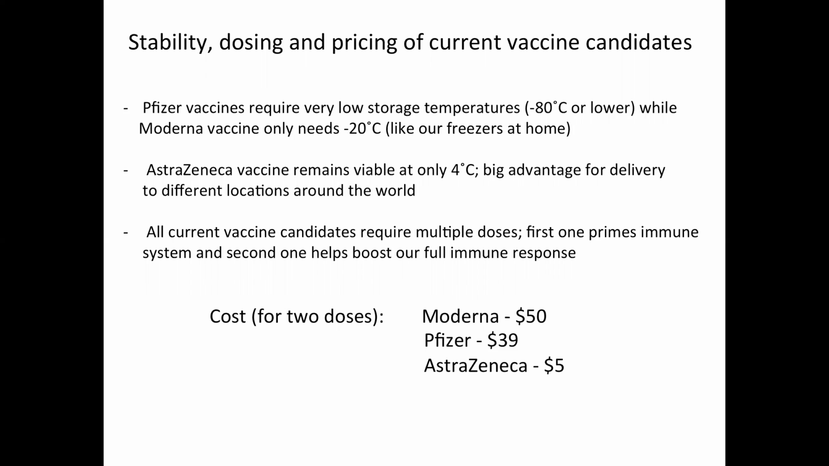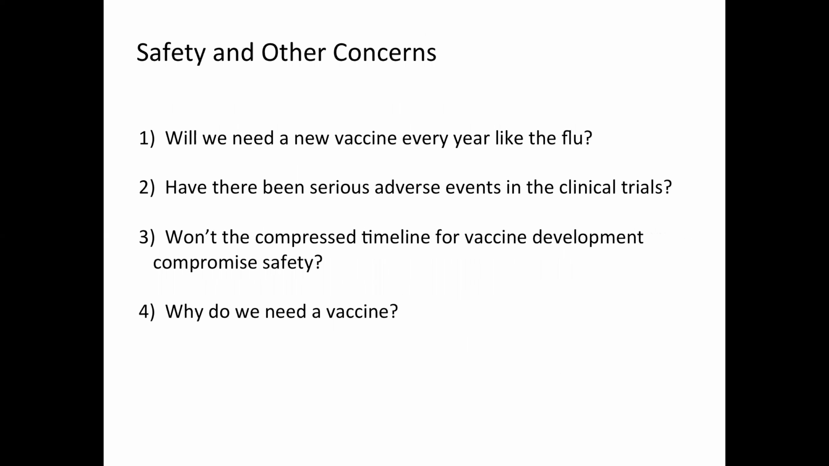This is a big advantage for delivering this vaccine to different locations around the world that lack the capability to store at lower temperatures. All these current vaccine candidates require multiple doses. The first one to prime the immune system, and the second one is a boost to give you a full immune response. And they have different cost structures as well. Just to touch on some of the common questions that come up around safety and other concerns. One is, will we need a new vaccine every year like the flu? This isn't fully known, but the thought is that we will be able to get at least a couple years of immunity from this current vaccine.